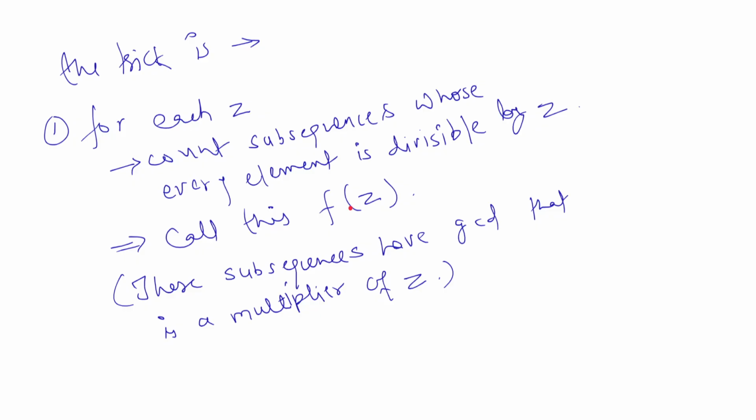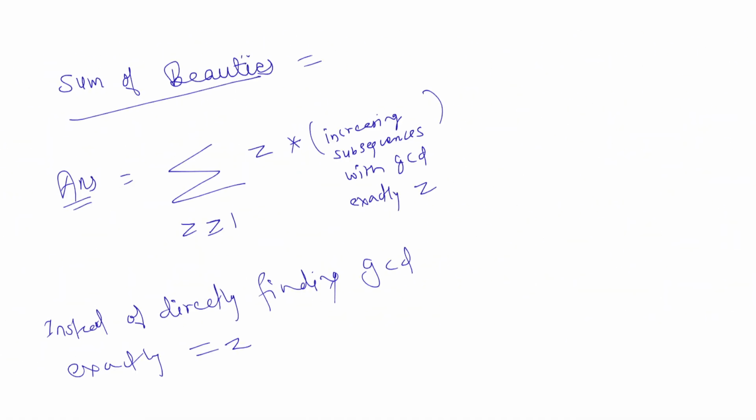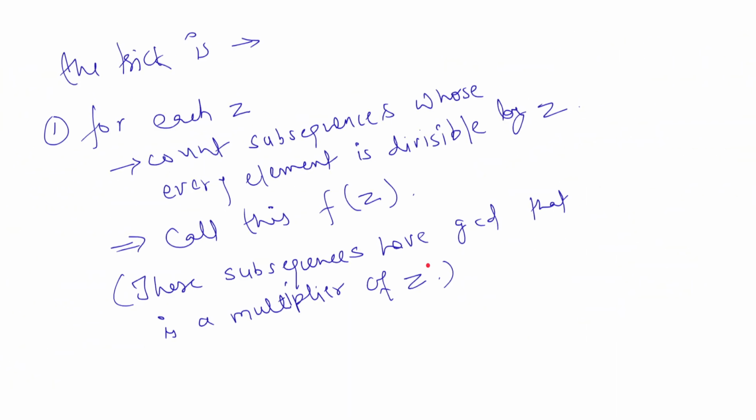This is a little hard question, but if you stick to the approach that I'm going to explain, you will understand. So first, we have to find the sum of beauties. For that, for all Z, meaning all the GCD which is greater than or equal to 1, we multiply Z into the number of subsequences having GCD exactly Z. So the first trick is that for each G, we count the subsequences whose every element is divisible by G, and we'll call this f of Z. And these subsequences have a GCD that is a multiple of Z, correct?